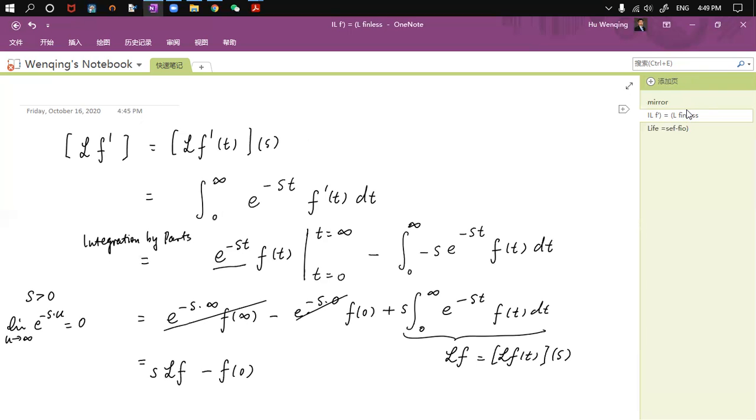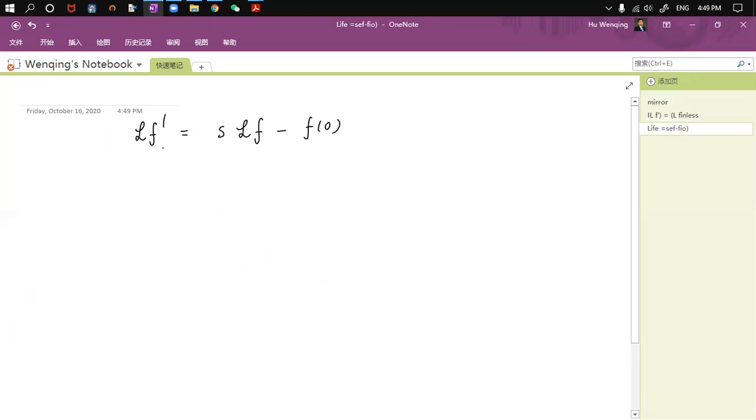Okay, so you get such a very important identity: the Laplace transform of f prime is s times the Laplace transform of f minus f of 0. Therefore, we are really able to calculate the Laplace transform of the derivative. Now the question is, for example, are you able to calculate the Laplace transform of the second derivative?